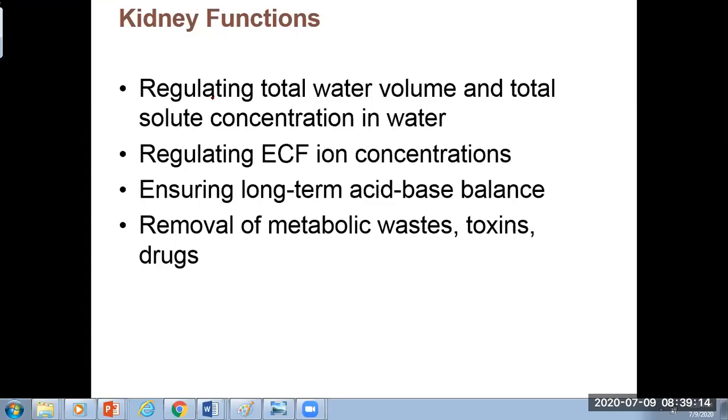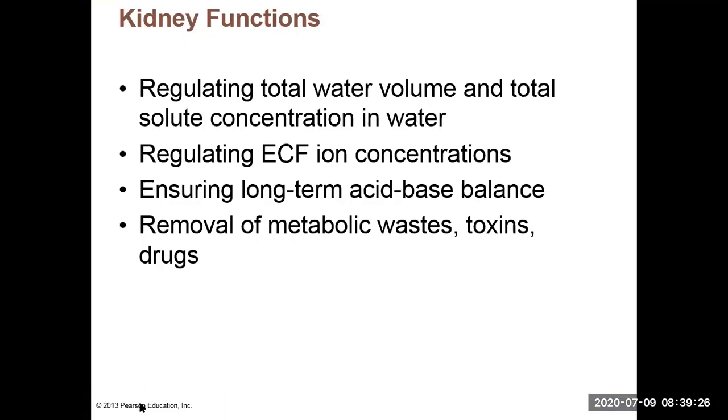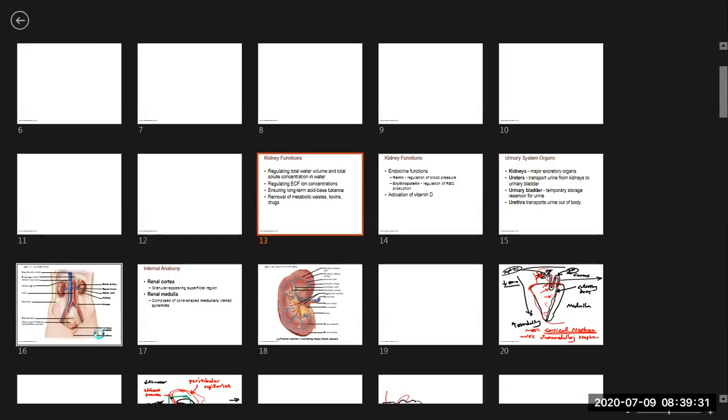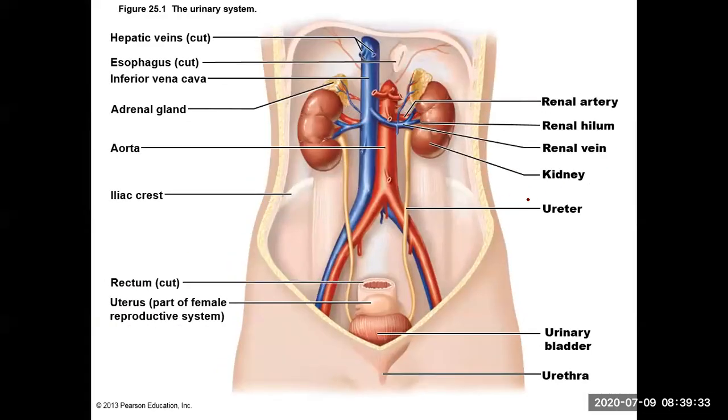Chapter 25, urinary system. As you know, the urinary system involves the kidneys, the ureter, urinary bladder, and the urethra. It's a fascinating topic, and all these components, you had the idea of what they look like and where the location is in anatomy.